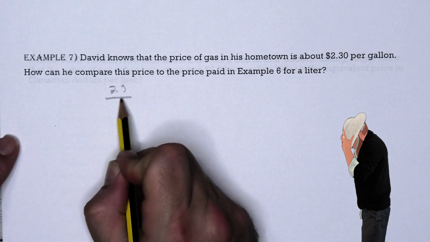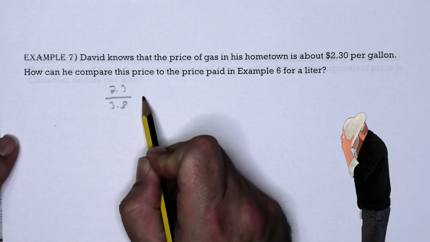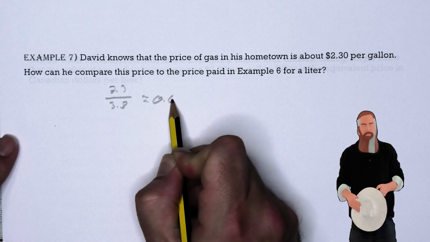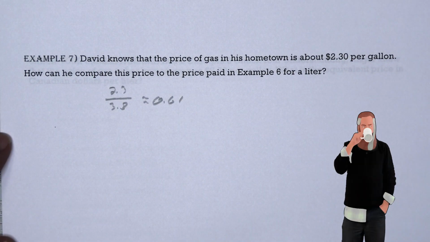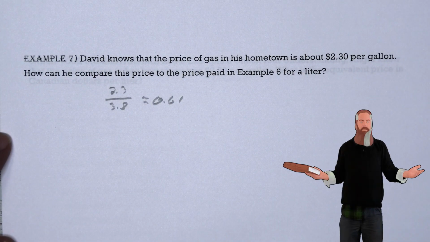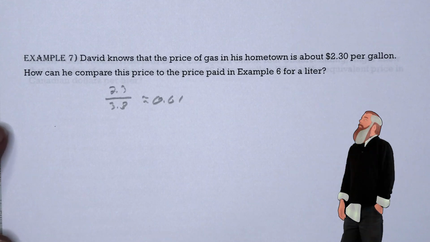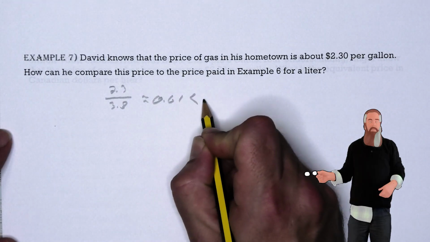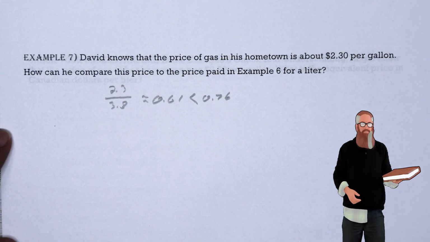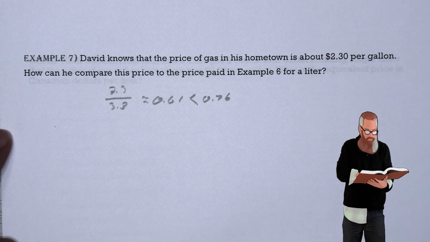So 2.3 divided by 3.8 will give us approximately 0.61. So his hometown gas price is equivalent to about 61 cents per liter. So gas is more expensive in Mexico, being that 61 cents is less than the 76 cents per liter in example 6.